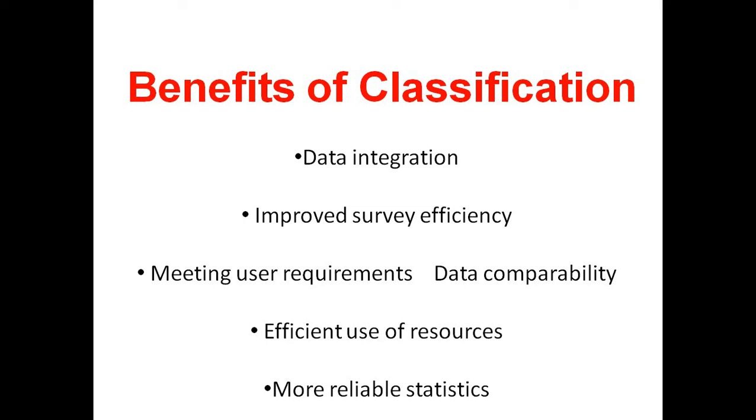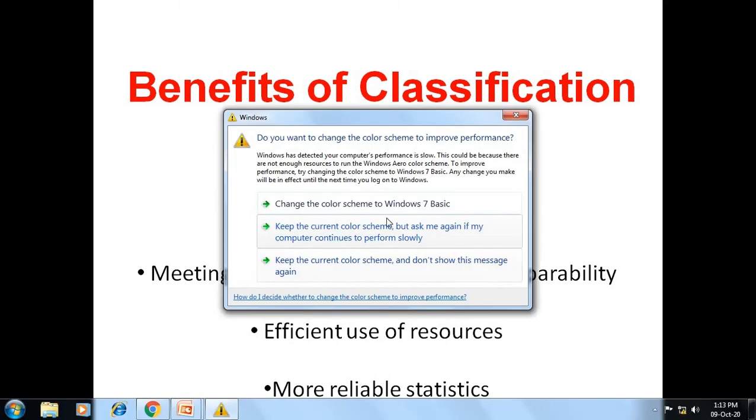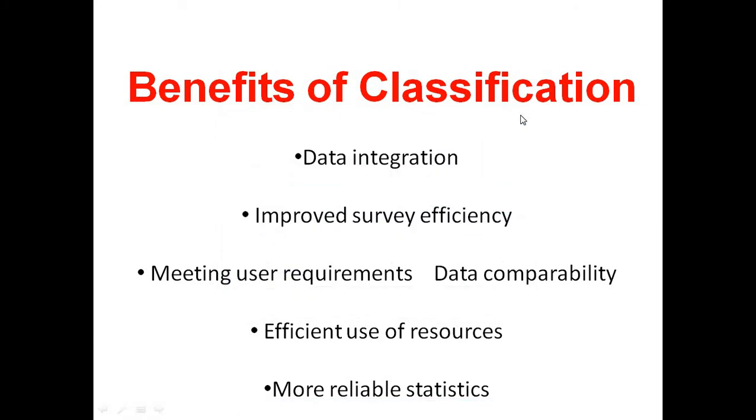Then at the time of the second survey, we will come to know what we have to do so as to again make very few errors at the time of collection of data. So that helps improve the survey efficiency. Then meeting users' requirements, and data comparability, which is also a most important benefit. Efficient use of resources, which data or which resources we have to use for our study, and more reliable statistics. So these are the benefits of classification of data.